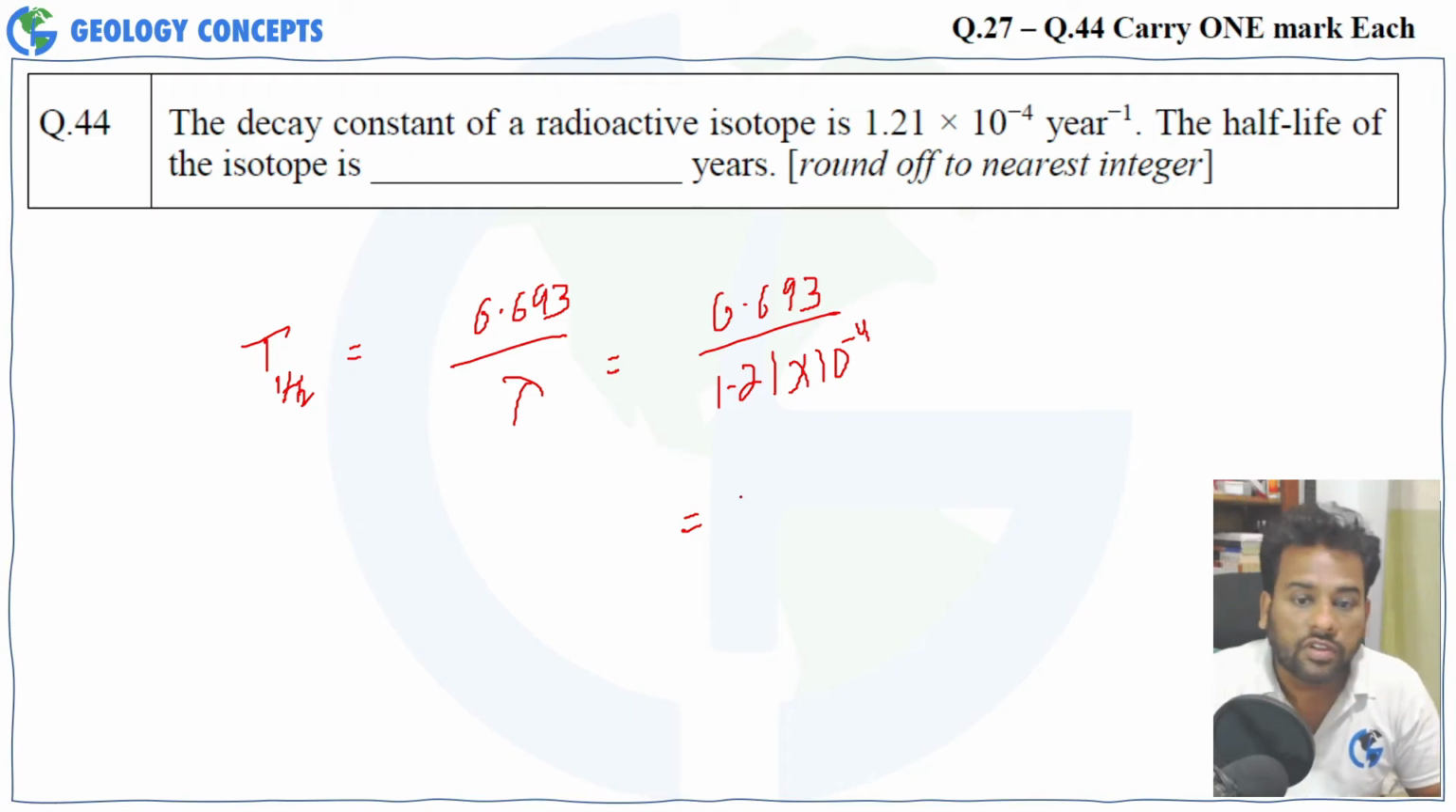Yeah, so you will get 5727 years. This is the closest integer to this. So 5727 years.